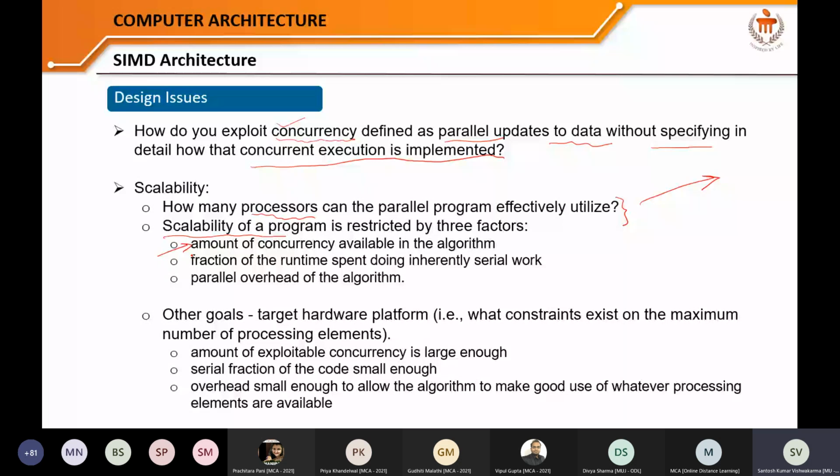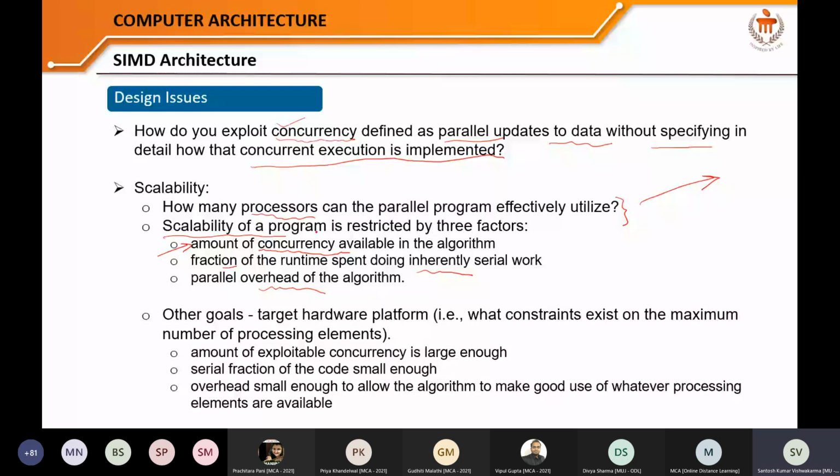So it's very important to consider the concurrency and granularity available in the algorithm. Now, the fraction of the runtime spent on inherently serial work, and then the parallel overhead of the algorithm. So these three are very important factors by which we can determine whether the given algorithm is scalable or not.